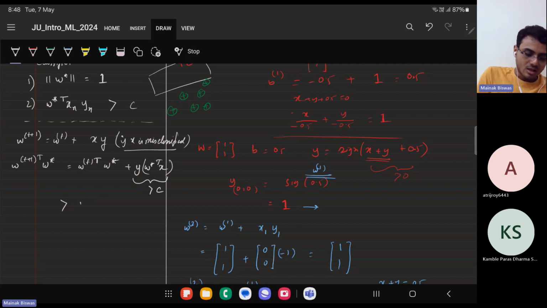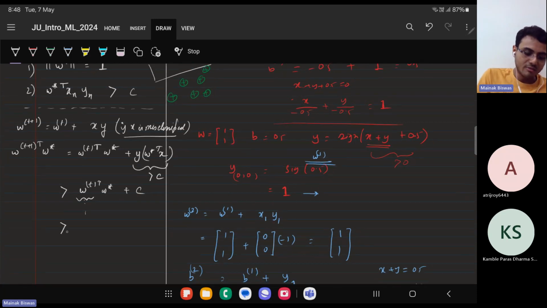So this term has to be W transpose. Tell me if I write the inequality correctly, yes or no? Because I'm going to lower bound this by a lower term on the right hand side, because my left hand side has to be greater than that. I keep on doing this. I replace W(t) by W(t-1) plus X and so on. So by induction, do you agree that I will have W0 transpose W star plus tC? Because I can replace this by the same equation.